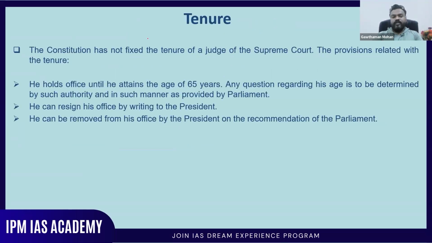Tenure. The Constitution has not fixed the tenure of the judge of a Supreme Court. The provisions related with the tenure are: he holds office until he attains the age of 65, and any question regarding his age is to be determined by such authority and in such manner as provided by the Parliament. He can resign his office by writing to the President, and he can be removed from his office by the President on the recommendation of the Parliament. Okay, very, very important. So he can be removed and he can also resign.